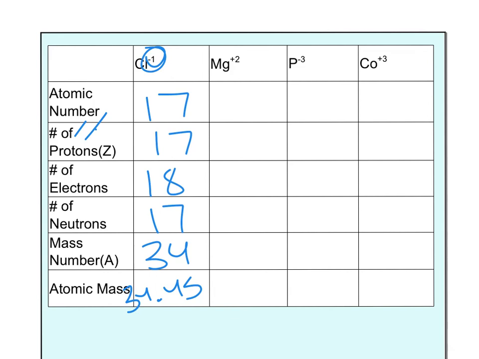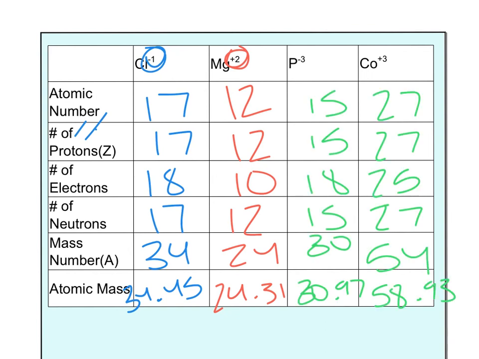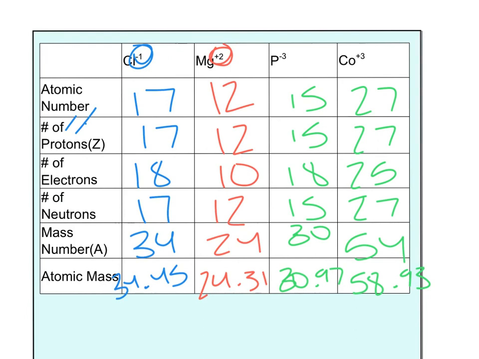Magnesium, atomic number of 12, therefore 12 protons. This one has a +2 charge. Since it's +2, that means it's missing 2 electrons, resulting in 10 electrons. Assume the same for neutrons, 24, and then the average atomic mass according to the periodic table is 24.31. Here are some additional examples if you needed the extra practice. That is it for the basics of protons, neutrons, and electrons, and isotopes and ions.